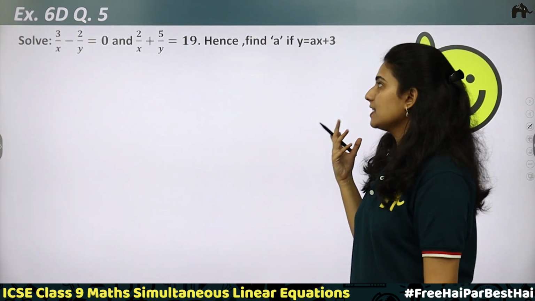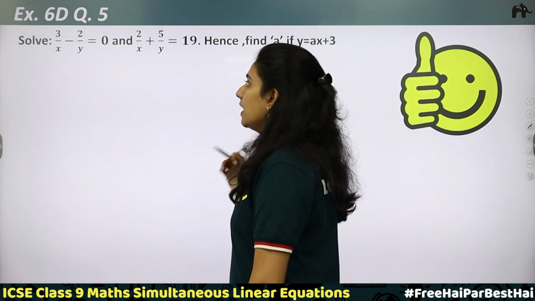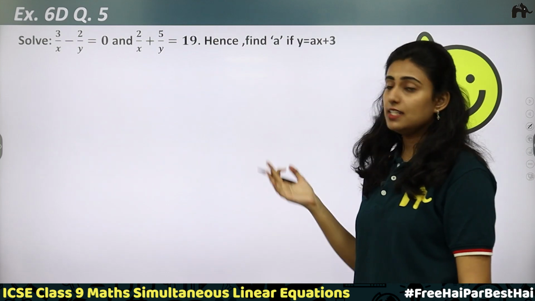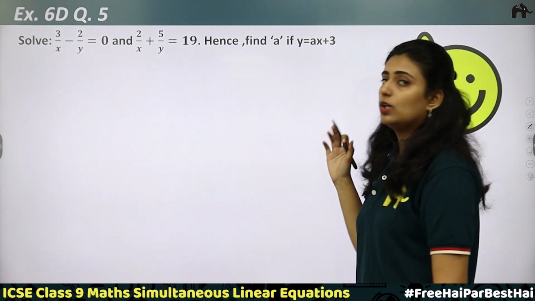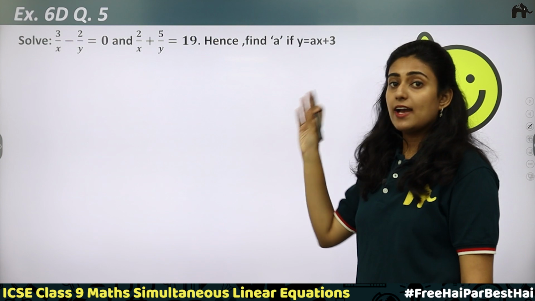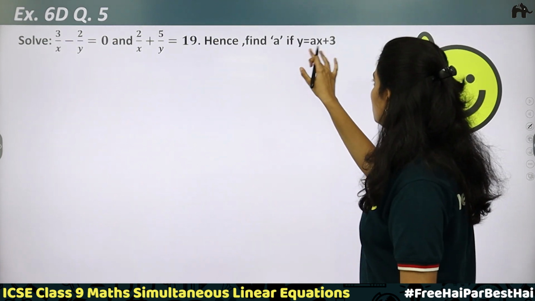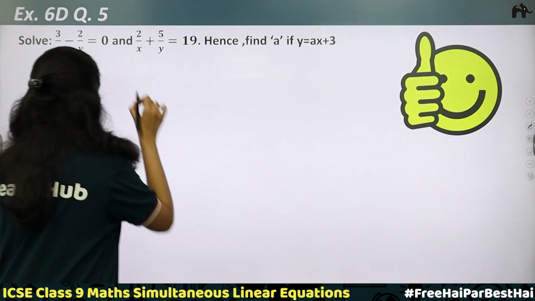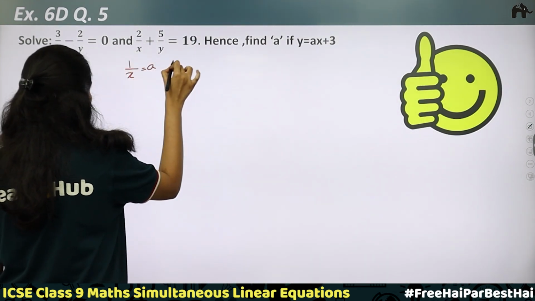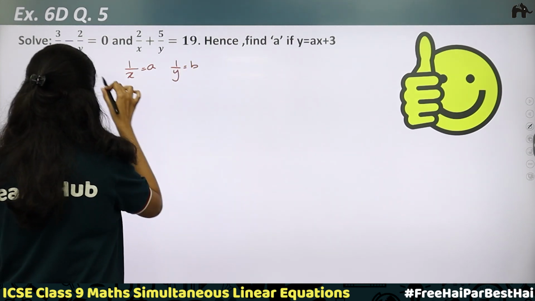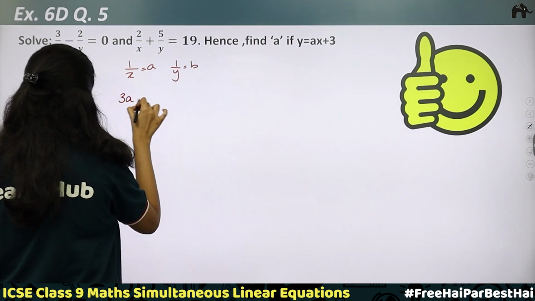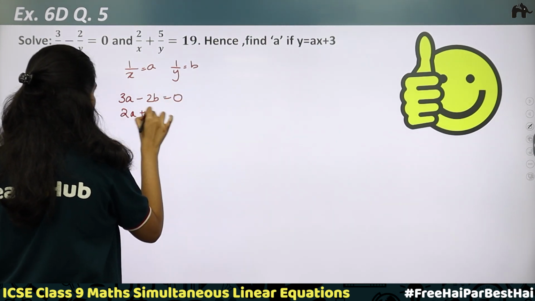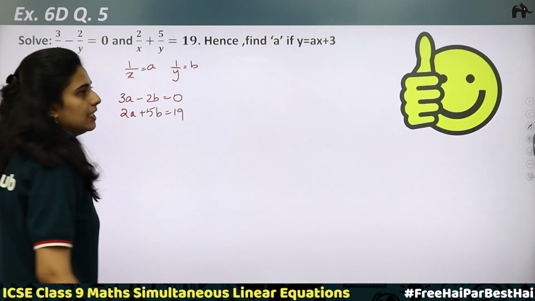Question number 5 of exercise 6D. Solve 3 by x minus 2 by y is equal to 0 and 2 by x plus 5 by y is equal to 19. Hence find a if y is equal to ax plus 3. First we have to find the values of x and y and substitute in this to find the value of a. Okay. Again we will be taking 1 by x is equal to a, 1 by y is equal to b. The expressions become 3a minus 2b is equal to 0. 2a plus 5b is equal to 19.